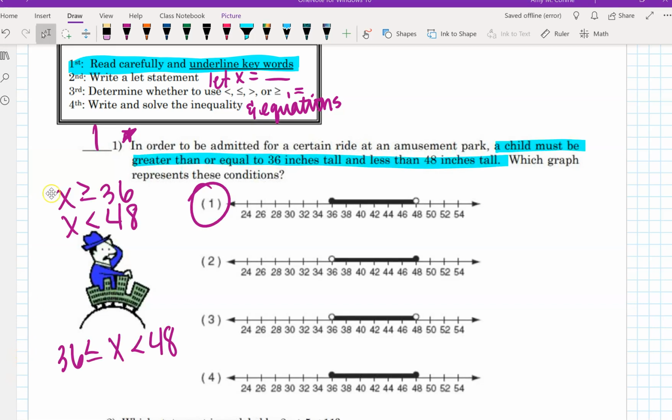All right, so number 1, you should have gotten answer choice 1. So I highlighted the portion that I thought was important, so hopefully you thought it was as well. So a child must be greater than or equal to 36 inches tall and less than 48. So 36 is included, the 48 is not. So when you set up your inequalities, you can write it as 1. But even if you just did the two separate, at 36, you're shading this way. And at 48, you're shading to the left because of the symbols, and where they overlap is your solution set. Okay, so make sure that you understand why. If not, write down a question and we can talk about it together.